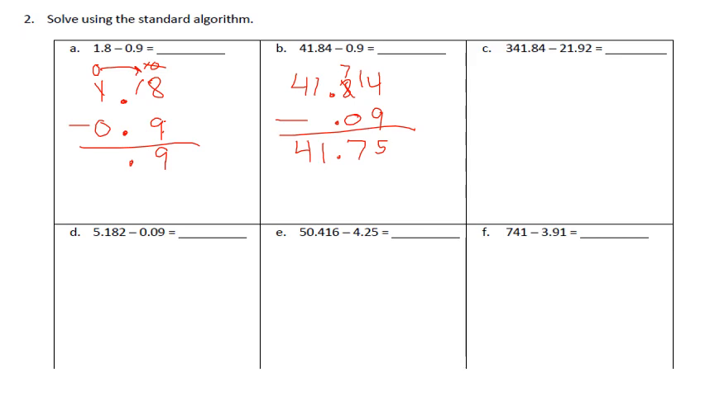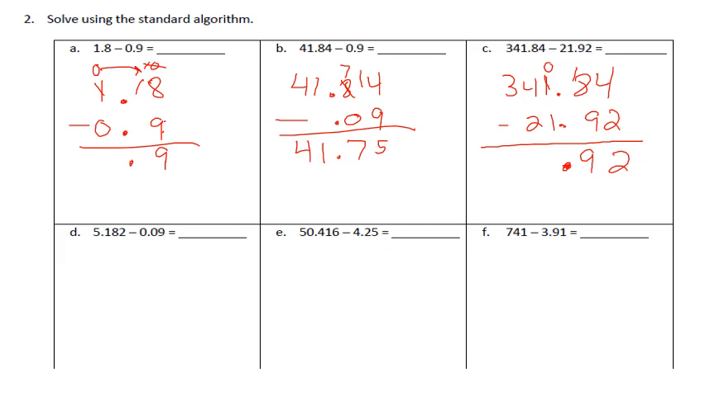Under C, 341 and 84 hundredths, and we're going to subtract 21 and 92 hundredths. So we know 4 minus 2 gives us 2. We cannot subtract the 9 from the 8, so we're going to regroup. We have 18 minus 9 gives us 9. We put our decimal place in there. 0 cannot take 1 from 0, so we have to regroup again. 10 minus 1 is 9. 3 minus 2 is 1 and 3. The key to standard algorithm is just aligning your place values with the decimal point.